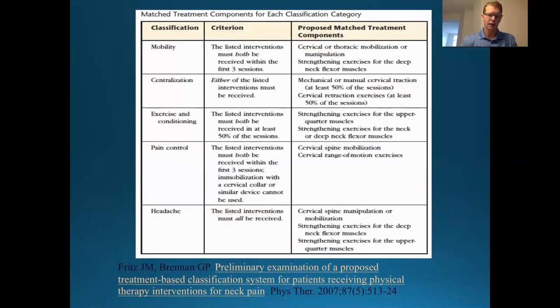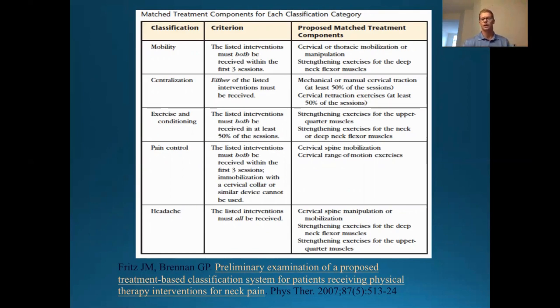As you can see in this chart, those are the 5 classifications on the left that we just talked about: mobility, centralization, exercise and conditioning, pain control, and headaches. What's nice is that each one of these categories, these classifications, if they meet certain criteria, they also came up with a proposed match treatment that has been shown to be effective.